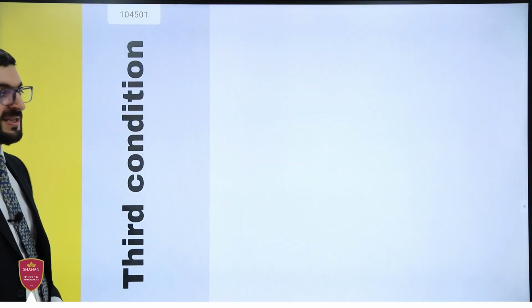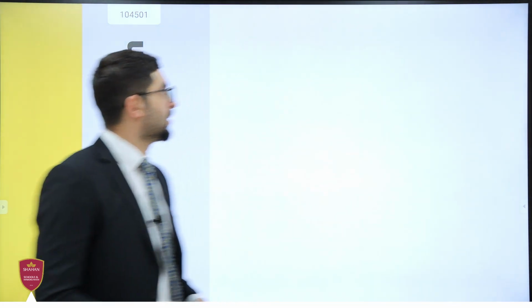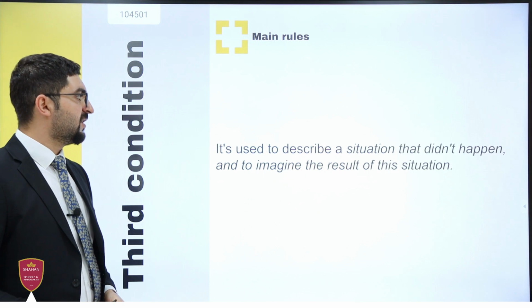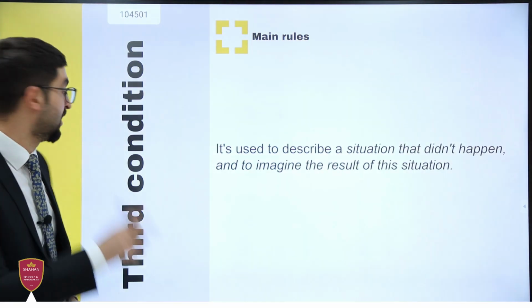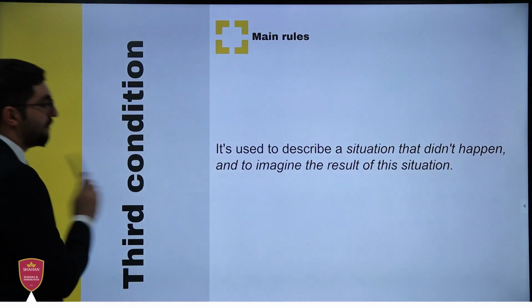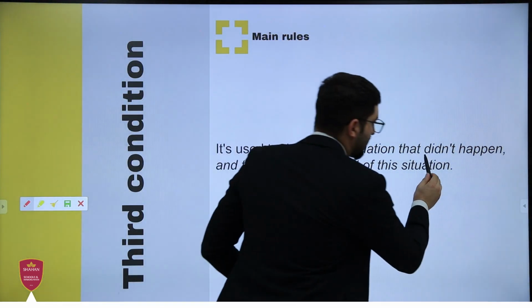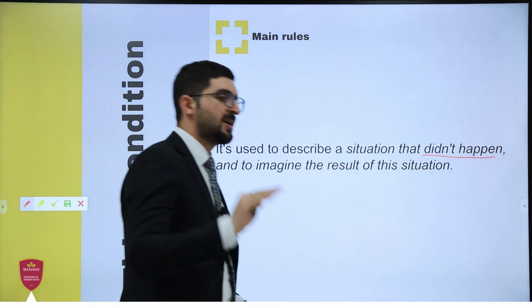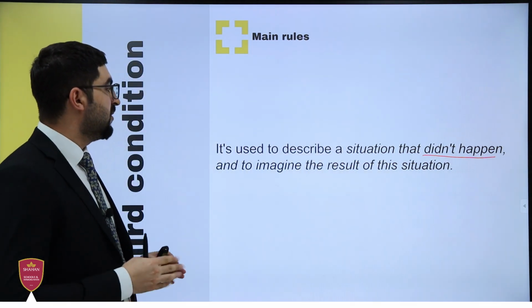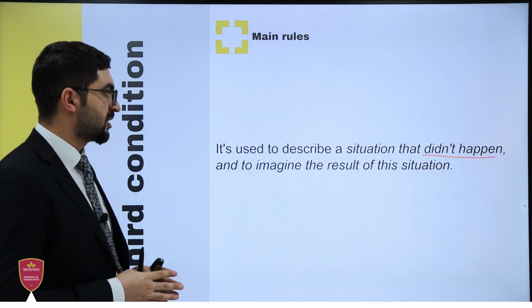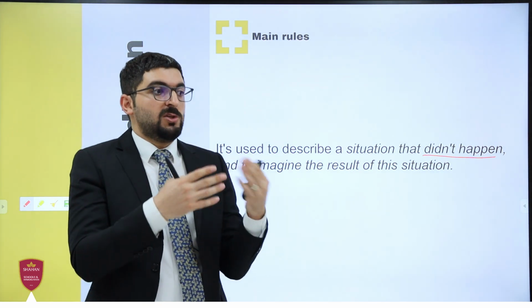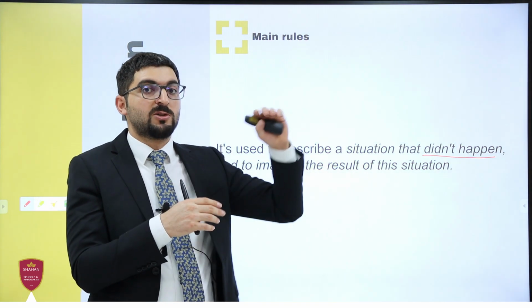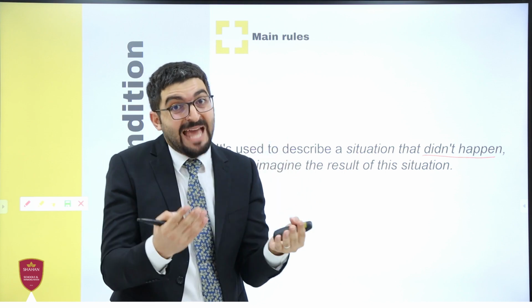And the last condition for today, guys, is what? The third condition. So the main rule of the third condition is that it is used to describe a situation that didn't happen. Look at this point. It says didn't happen. It means in the past. It's not about present. It's not about future too. Okay, and to imagine the result of this situation. Something didn't happen in the past, and you are imagining the result of this situation.